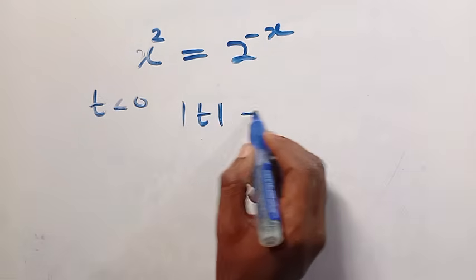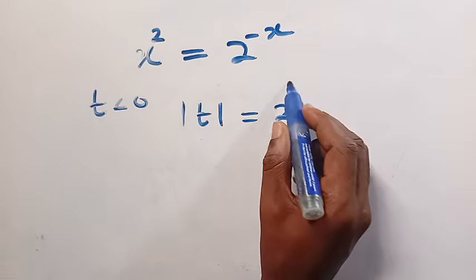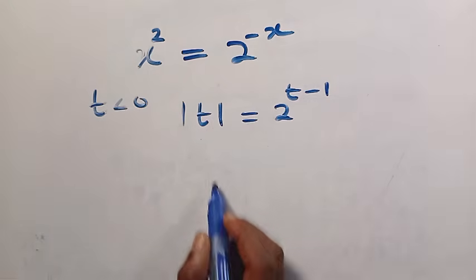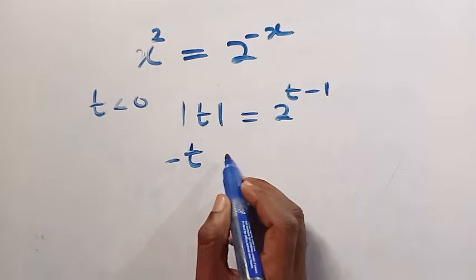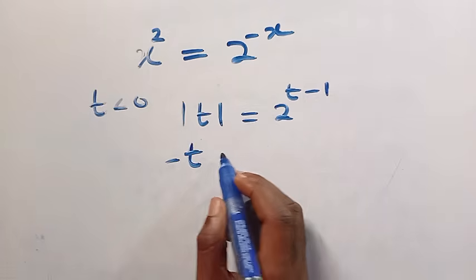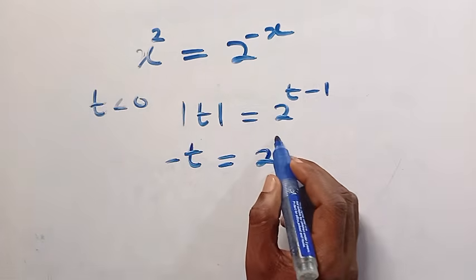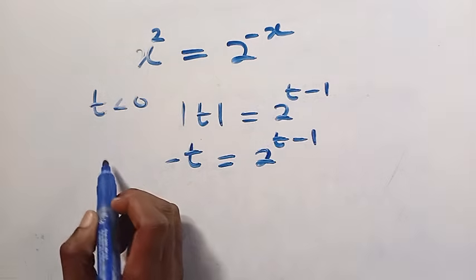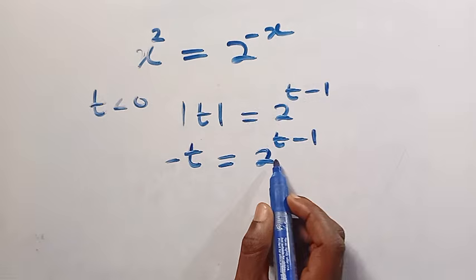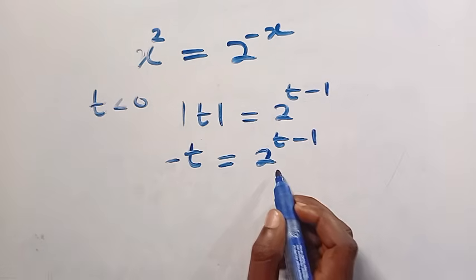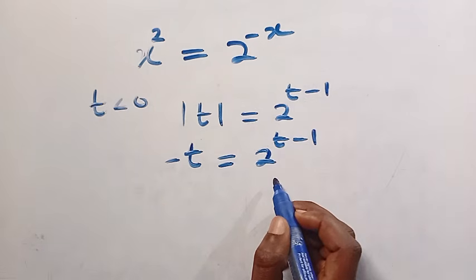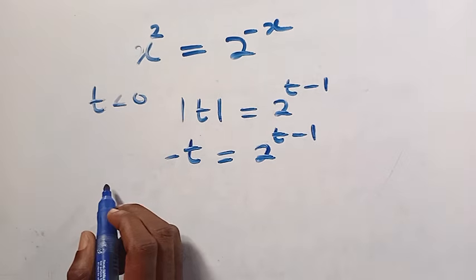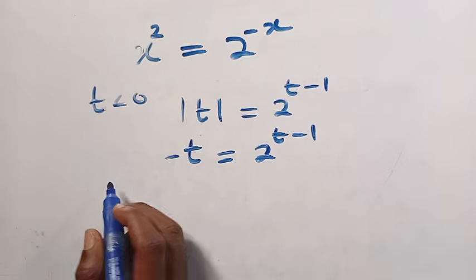If we start checking for all the negatives here, they are not going to satisfy the problem, because we have absolute of t equals 2 raised to power of t minus 1. For the negative part of the absolute, if I check for t equals minus 1, they are not going to be equal. t equals minus 2, they are not going to be equal. Which means any negative cannot work for this.